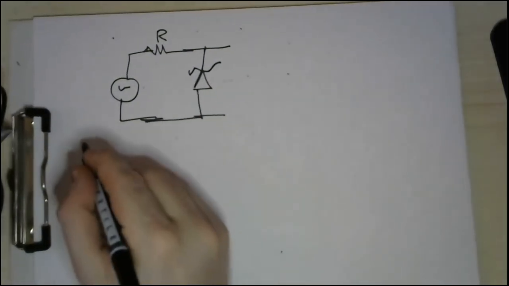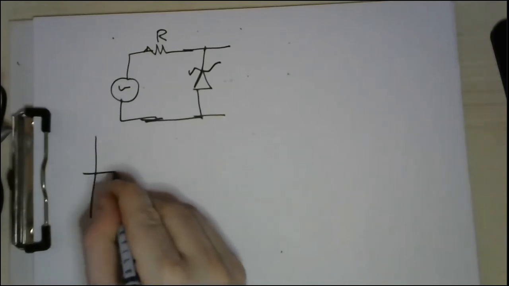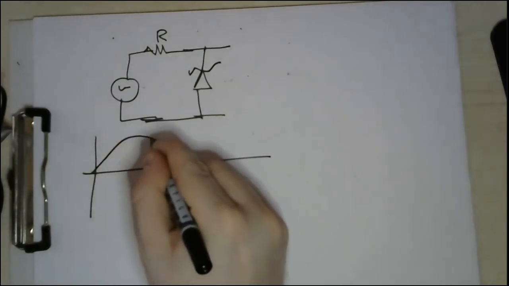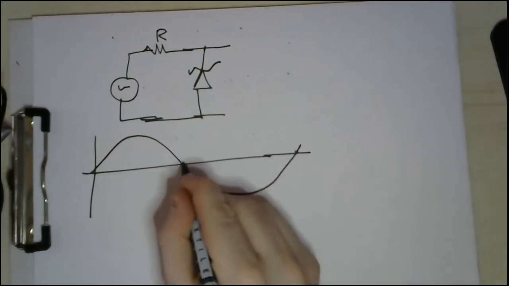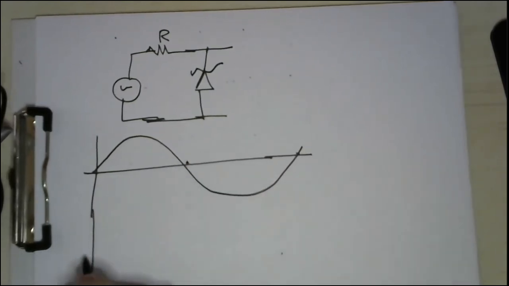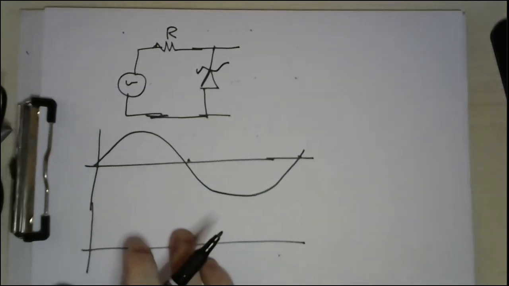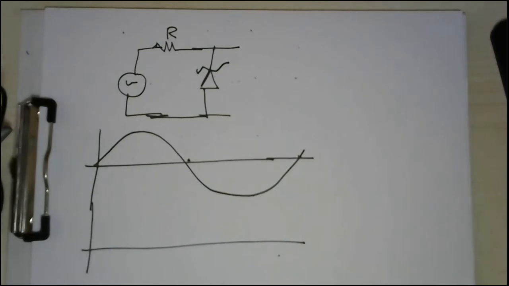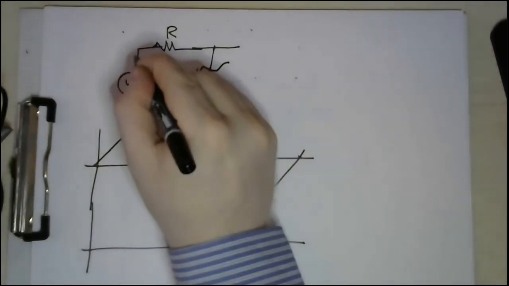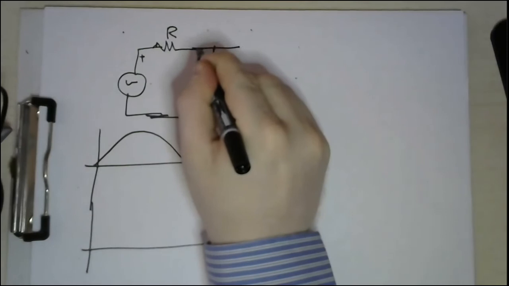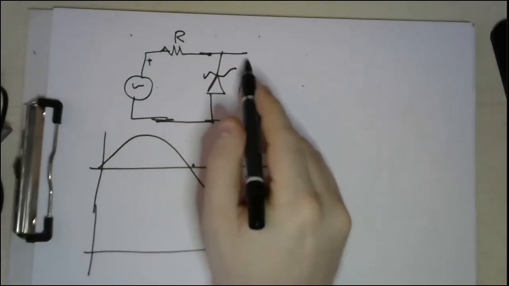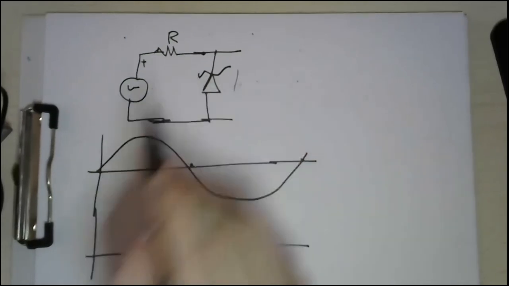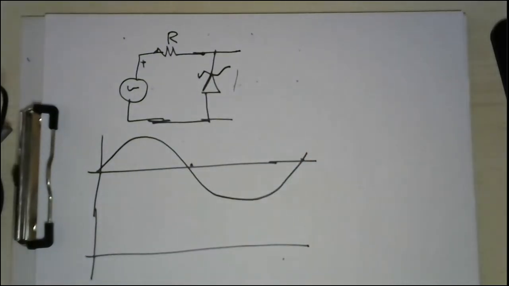Now, we have two options. We have the positive half cycle and the negative half cycle. What will happen? Let's see. In the positive half cycle, this voltage is positive. That means that this voltage is positive. So current should flow in this direction, which is against the diode direction. Accordingly, you have a reverse bias.